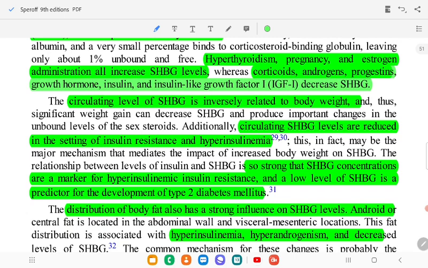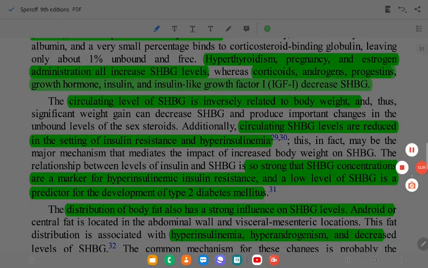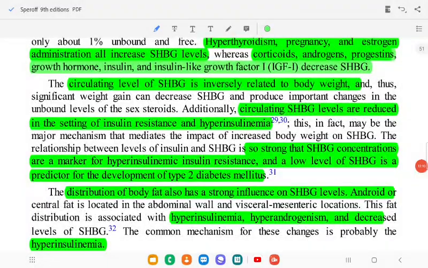So what are the factors that increase it? One is pregnancy, one is hyperthyroidism, and estrogen administration. Other things decrease it. The circulating level of SHBG is inversely related to body weight. Thus, weight gain will significantly decrease the sex hormone binding globulin, so that more free hormone will be available, which is the more active form, and that causes hyperandrogenemia.